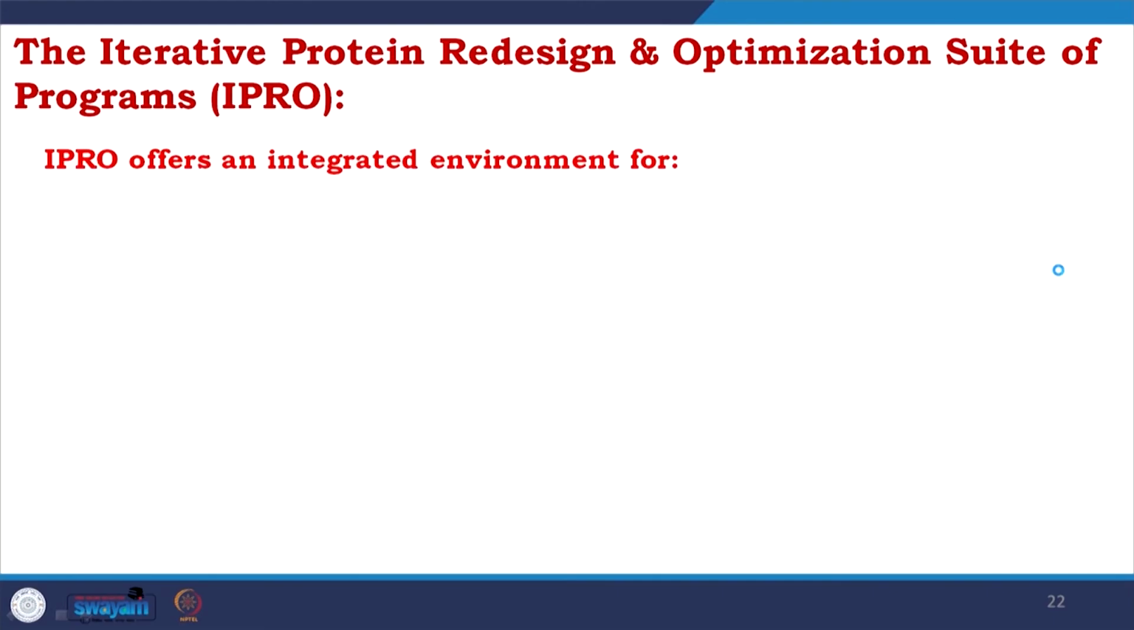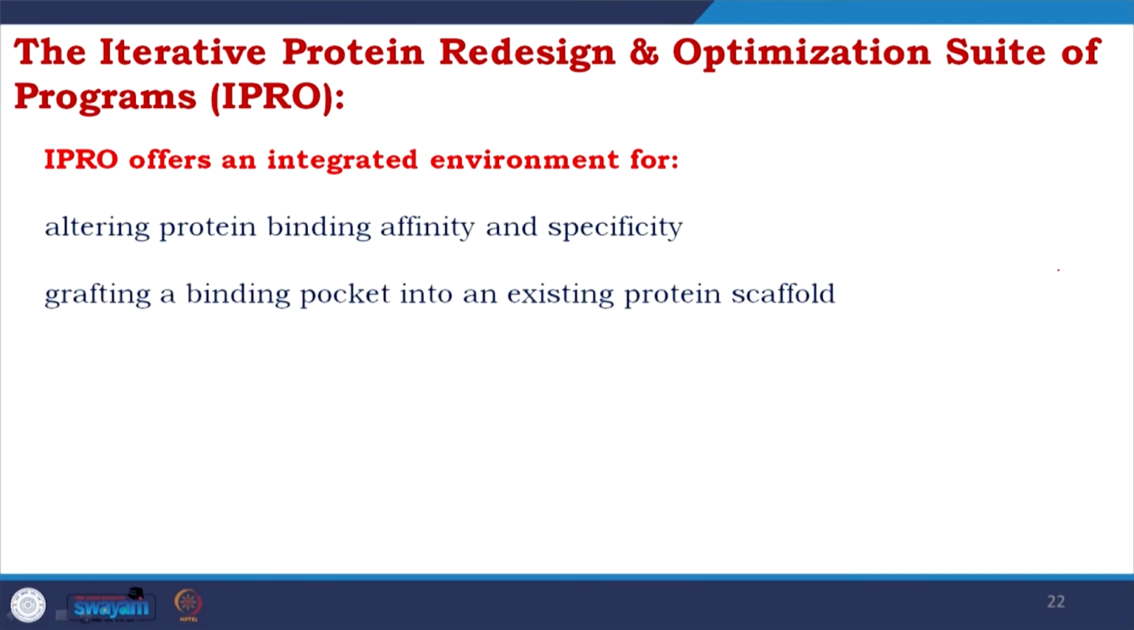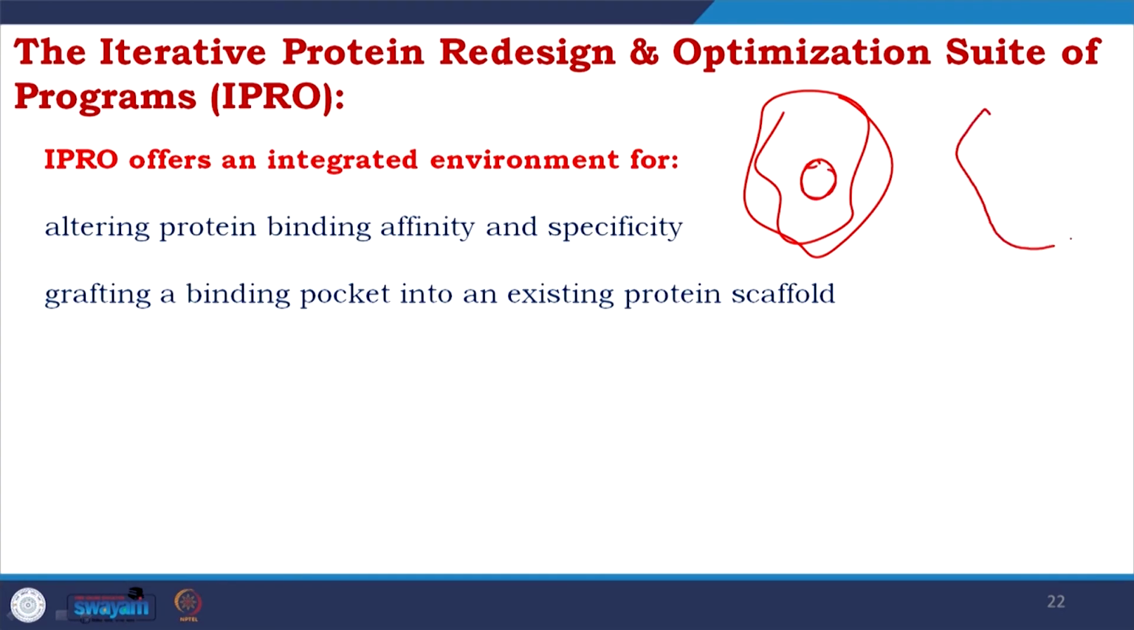Some more about IPRO. IPRO offers an integrated environment for altering protein binding affinity and specificity, which we talked about, grafting a binding pocket into an existing protein scaffold. So, you have one protein with its binding pocket, you have another protein, you graft this from these two here.